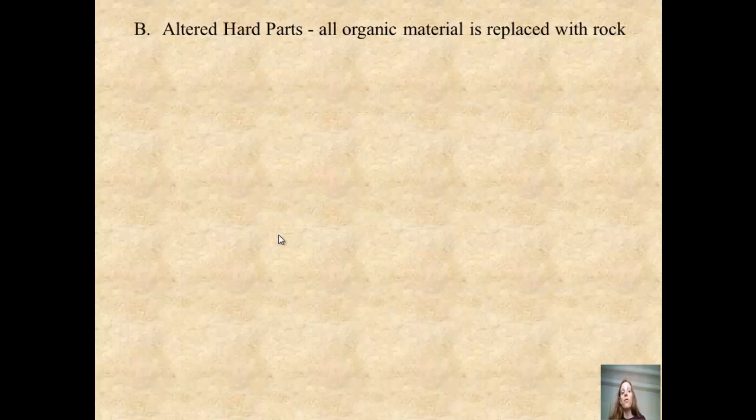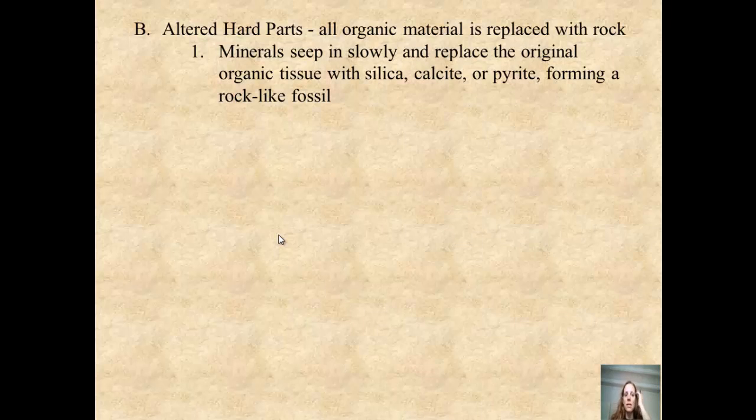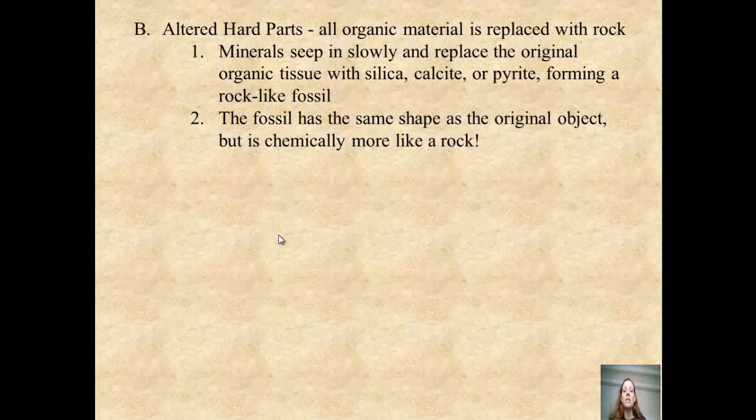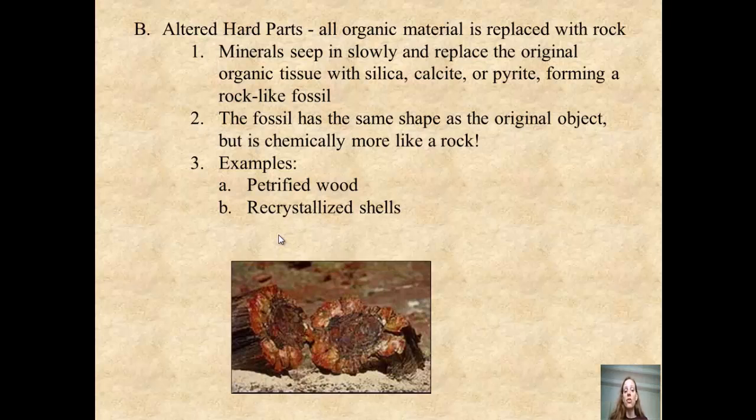Another type of fossil is altered hard parts, where all of the organic material has been replaced by rock. So basically what happens is minerals seep slowly in and replace the original organic tissue with silica, calcite, or pyrite, forming a rock-like fossil. So the original shape of the organism is preserved, but the original tissue has been replaced with other minerals. So the fossil has the same shape as the original object, but it's chemically more like a rock. Some examples of this are petrified wood and recrystallized shells.